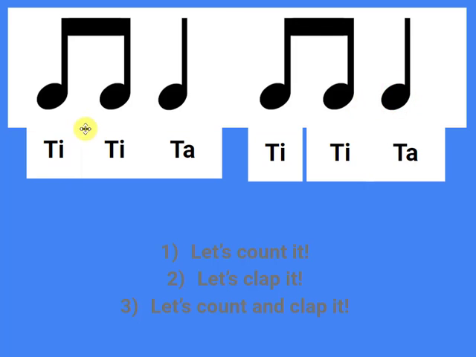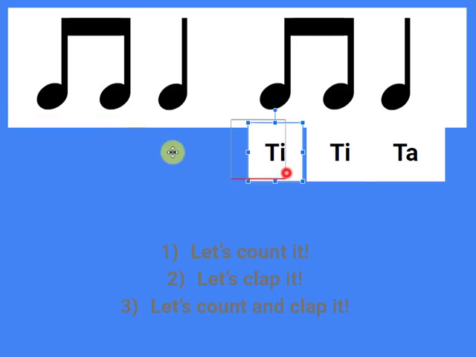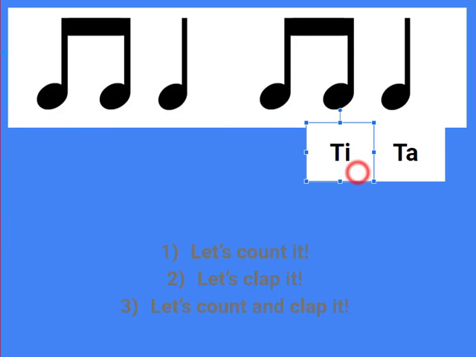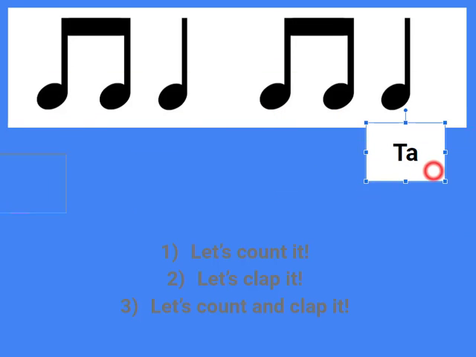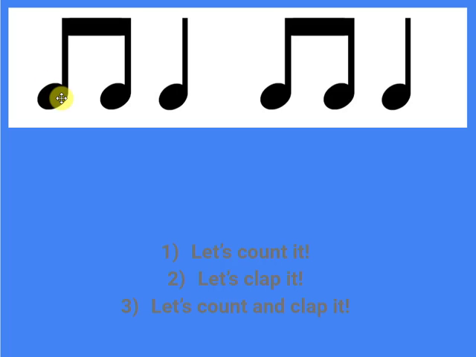All right, now that we've counted it in our old way, let's try to count it using numbers. So we're going to take these away. Now, what is the first thing in our measure going to be? We have eighth notes, but this eighth note is still on beat 1. So that eighth note is going to be a 1, and then the extra eighth note is going to be a te.